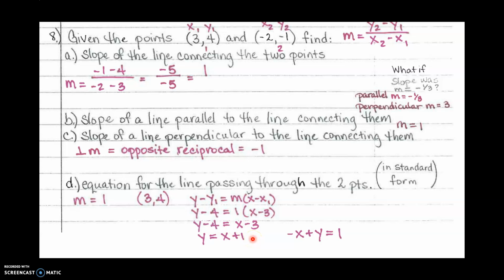So in standard form, x and y have to be on one side and the constant on the other side. And remember that the coefficients of x and y have to be whole numbers. They can't be fractions or decimals. So if there had been a fraction here, I would have needed to multiply by whatever it takes to clear that fraction. So standard form would be negative x plus y is equal to 1.